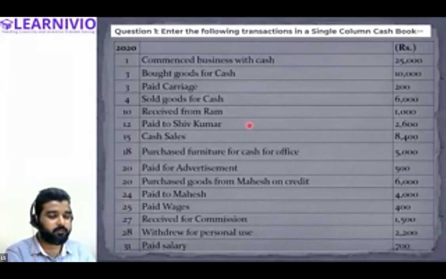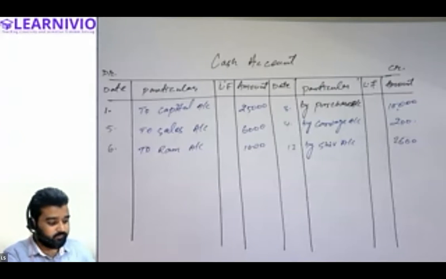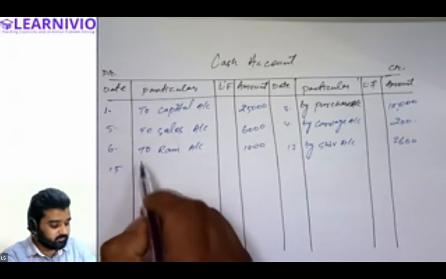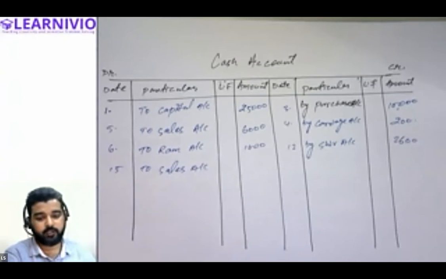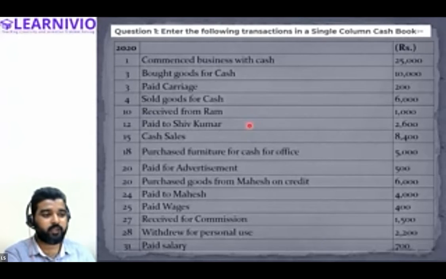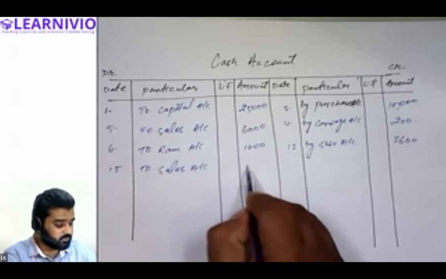Next. After that, cash sales. Cash sales simply means we have sold goods for cash. So it will be recorded on the debit side in the name of to sales account, right? And cash is 8,400. Cash sales is 8,400.